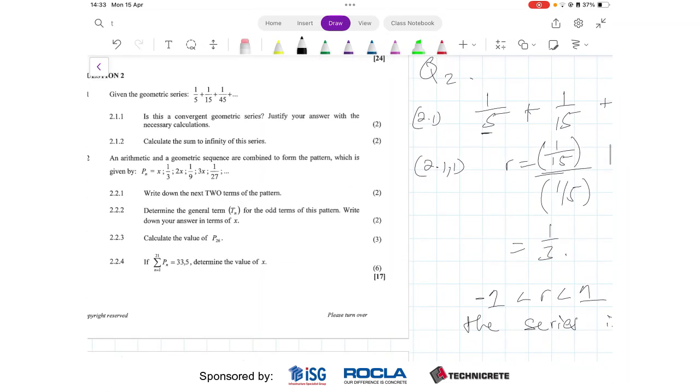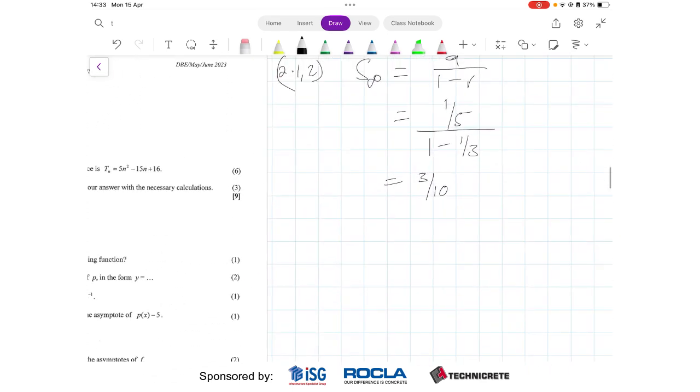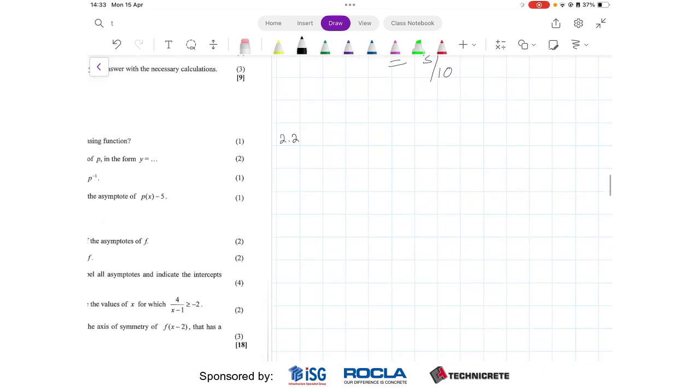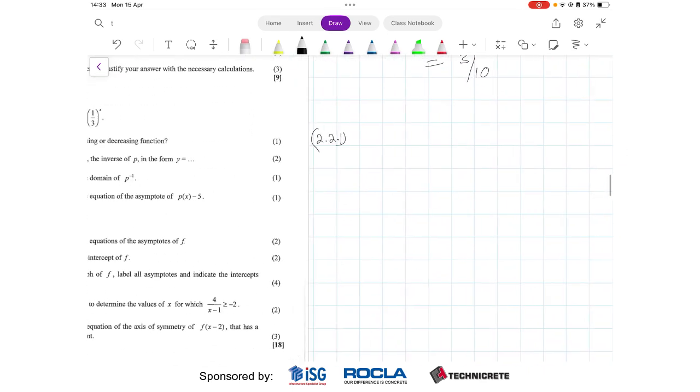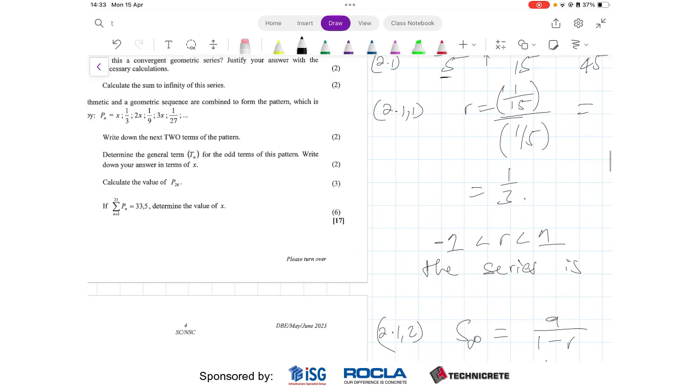I'm just going to make the screen a bit bigger so that we can work nicer. Now, 2.2: an arithmetic and geometric series are combined to form the pattern, which is given by Pn. 2.2.1. What is our Pn? I'm just going to write that here so that I can quickly copy it where I need to write it.